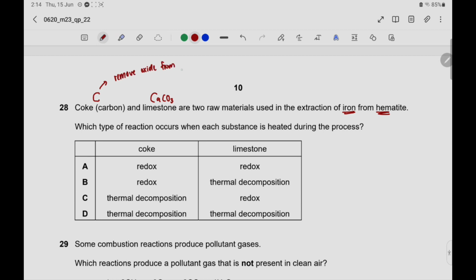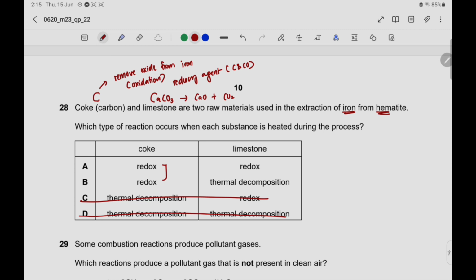So whenever you want to remove oxide, what does it mean? You snatch away people's oxide. It means that you actually undergo oxidation. You are a very good reducing agent. Always remember, carbon and carbon monoxide are very good reducing agents. That's why it's a redox. For calcium carbonate, it actually breaks down into calcium oxide plus carbon dioxide.